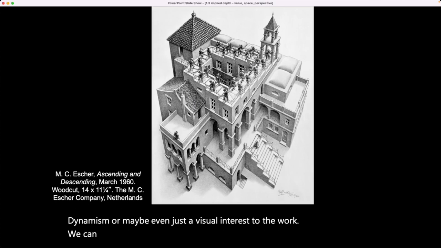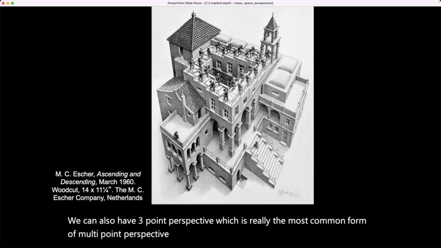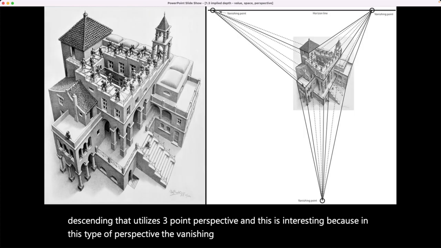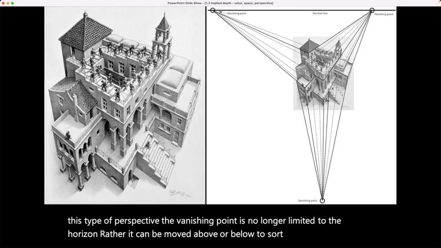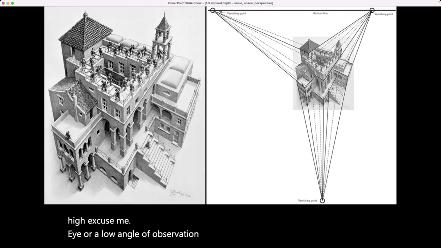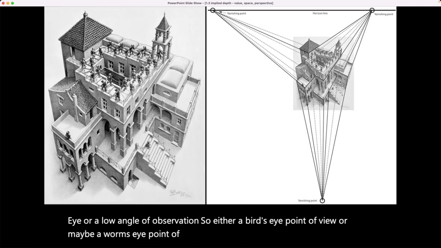We can also have three-point perspective, which is really the most common form of multi-point perspective. This is a work by M.C. Escher, Ascending and Descending, that utilizes three-point perspective. And this is interesting because in this type of perspective, the vanishing point is no longer limited to the horizon. Rather, it can be moved above or below to accommodate a high or a low angle of observation. So either a bird's eye point of view or maybe a worm's eye point of view, as if you're looking up at or down on an object.